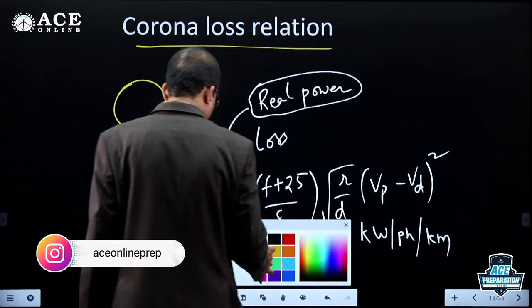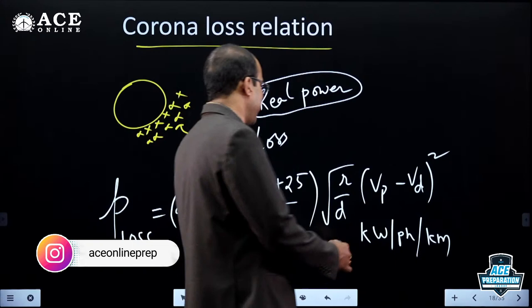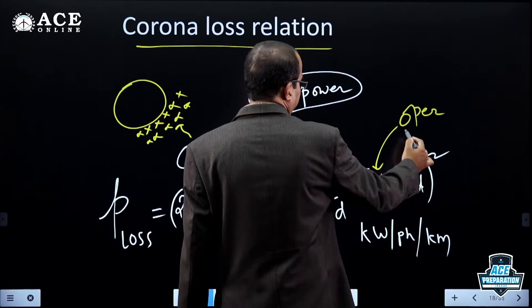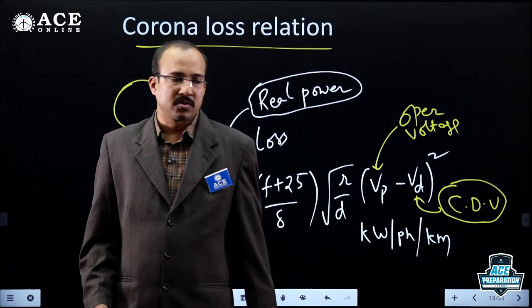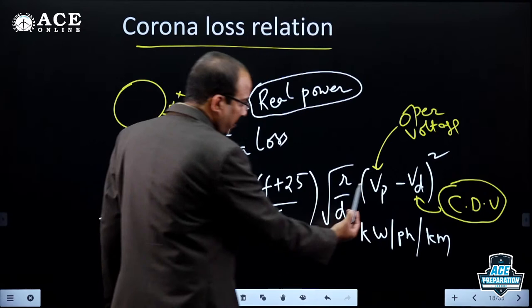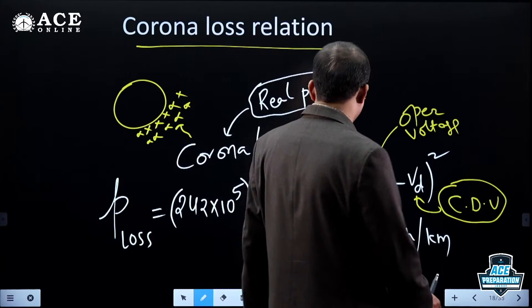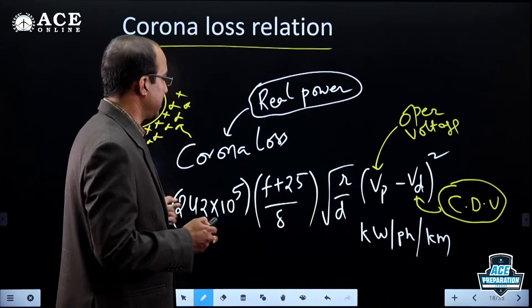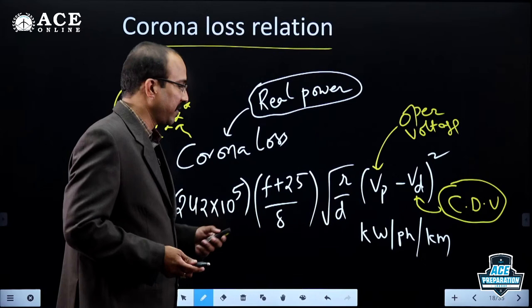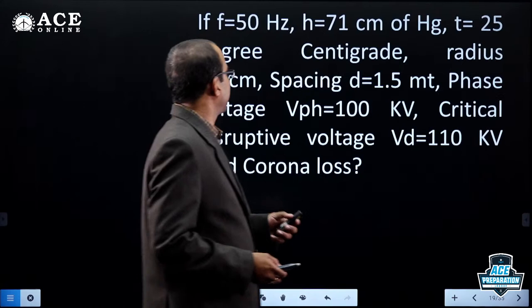Based on this corona loss expression, you can get multiple objective type questions. You need to remember this. Here Vp is the operating voltage and Vd is the critical disruptive voltage. What is your observation here? Corona loss is directly proportional to f plus 25, and directly proportional to (Vp minus Vd) whole square. Let us observe what objective questions can be framed from this corona loss expression. This is a very important relation, and you need to have a look at it, as it will be helpful for answering objective type questions. You can expect a question from this.